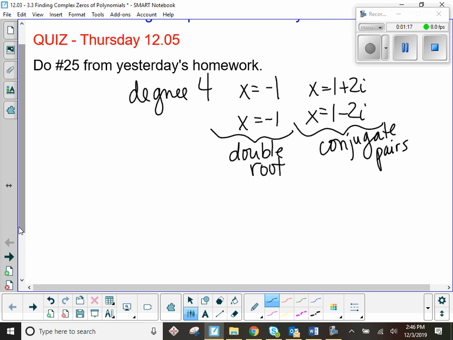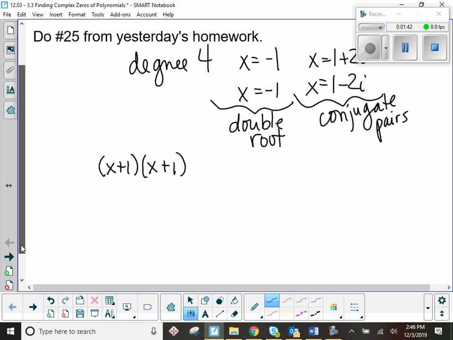So that was the first step. Figure out the zeros. That's 4 zeros now, degree 4. That's good. Now we want to write factored form. What factors do I get from x equals -1? What factors? X plus 1. And how many do I need? 2, because it's a double root.